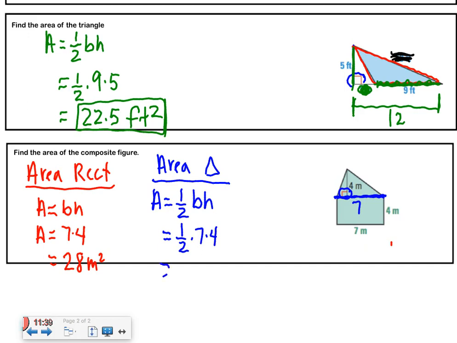So if we crunch that out, half of 7 is 3.5. 3.5 times 4 is going to give us 14 meters squared. And then think, we're not done yet, so we have to add them together. So 28 plus 14 equals 42, 42 meters squared.